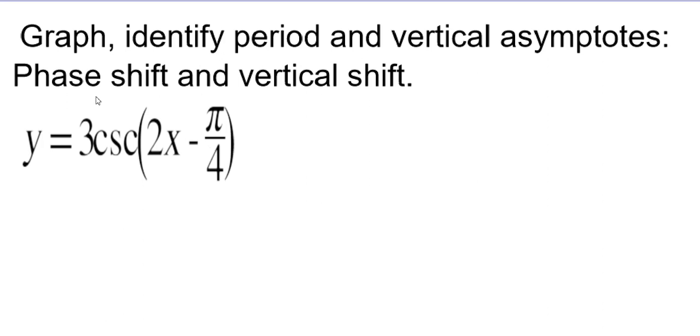All right, what we're going to do here is graph a secant function. We're going to identify the period, vertical asymptotes, phase shifts, and vertical shifts as well, if there are any. So first off, when we have a secant function, in my previous video I did one with secant, cosine, and sine, and so on and so forth.